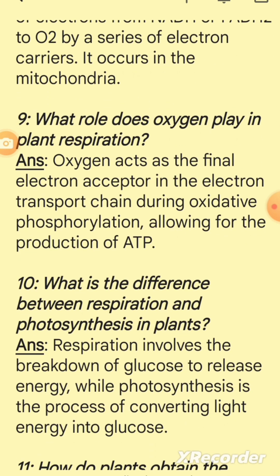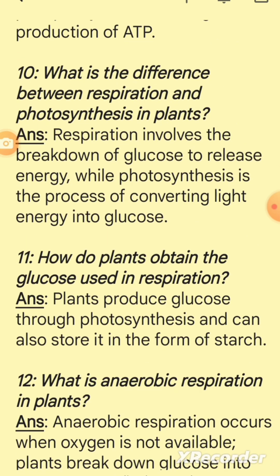Question 9. What role does oxygen play in plant respiration? Answer. Oxygen acts as the final electron acceptor in the electron transport chain during oxidative phosphorylation, allowing for the production of ATP. Question 10. What is the difference between respiration and photosynthesis in plants?